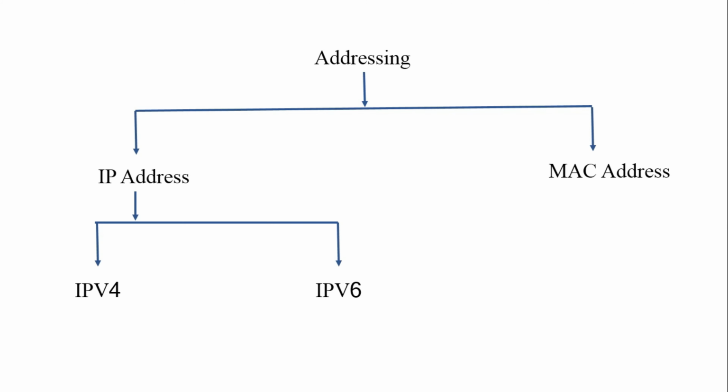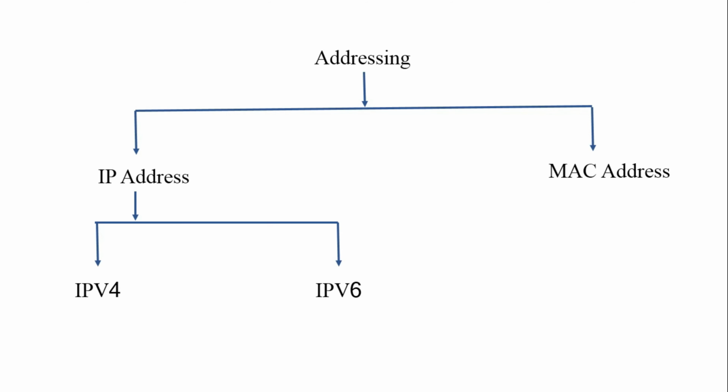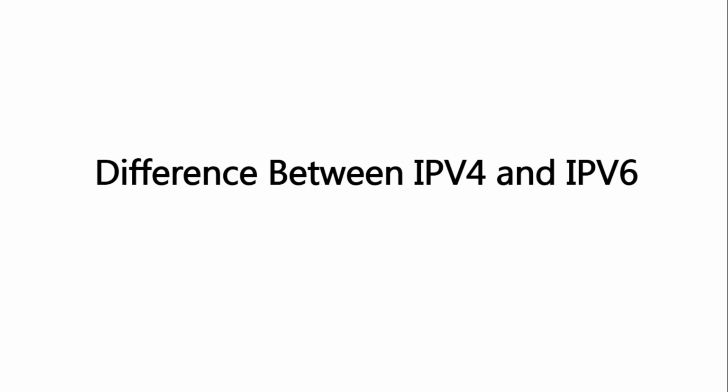So here you have to remember all these things. There are two types of addressing methods, IP address and MAC address. IP address is again divided into IPv4 and IPv6. These are the two types of IP address, and we are going to discuss the difference between IPv4 and IPv6. In the upcoming lectures, we will also see the difference between IP address and MAC address. So let's move on to the difference between IPv4 and IPv6.